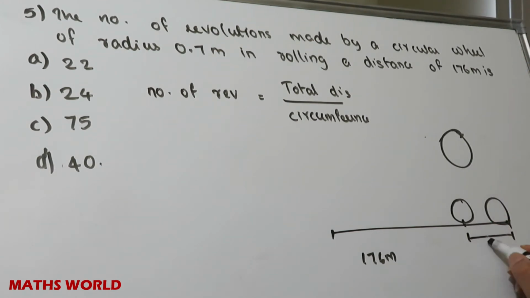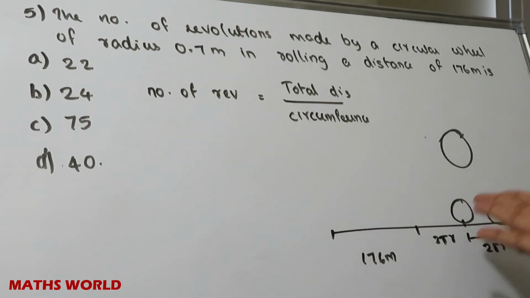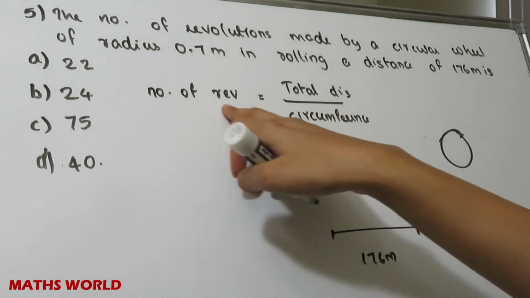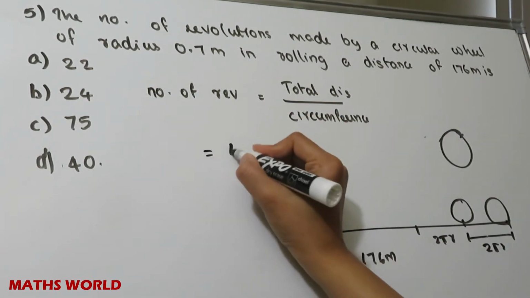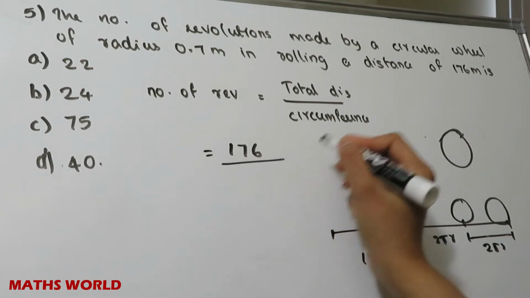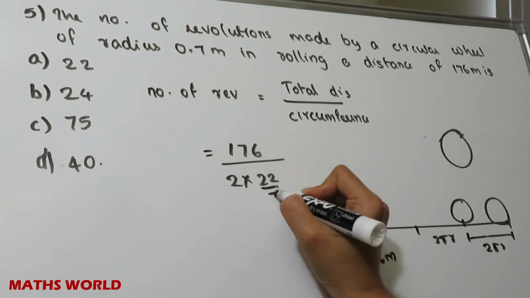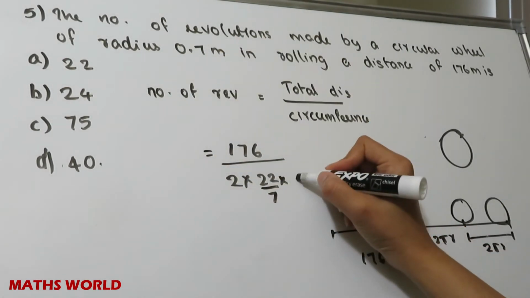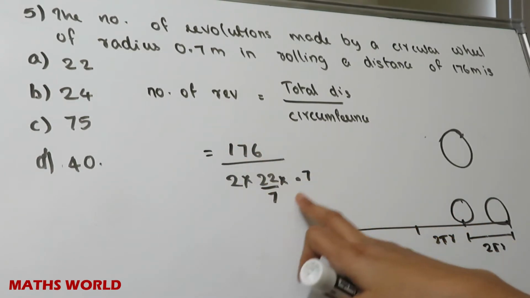So in one revolution it will cover the circumference of this circular wheel. So this distance will be 2 pi r. Then this will repeat again and again, 2 pi r. So how many revolutions? We need to find the number of revolutions. So we can use this equation: number of revolutions is equal to total distance divided by this circumference. So total distance is equal to 176 meter divided by the circumference 2 pi r. 2 into pi means 22/7, into r, given that 0.7. 176 divided by 2 into 22 into 0.7/7.